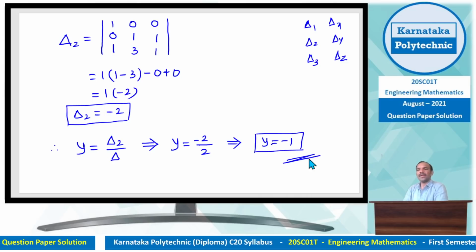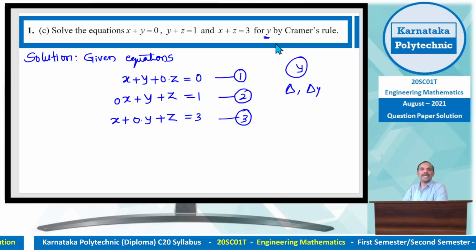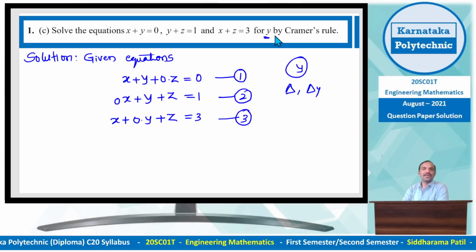You have to find out only one value, because in the question paper they asked only for y. It is not necessary to find x and z.